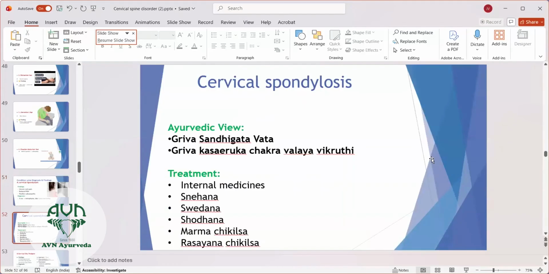So we can diagnose the spondylosis as the Griva Sandigadavada. Shogham Sandigade Anilaga, Prasarana Agunjana Yoga, Pravartincha Savedana. So we can conclude, we can come to diagnosis of the cervical spondylosis as the Sandigadavada or Griva Kasherika Chakra Valaya Vigrati, where the degeneration of the cervical spine is there. That we can say it's Griva Kasherika Chakra Valaya Vigrati.